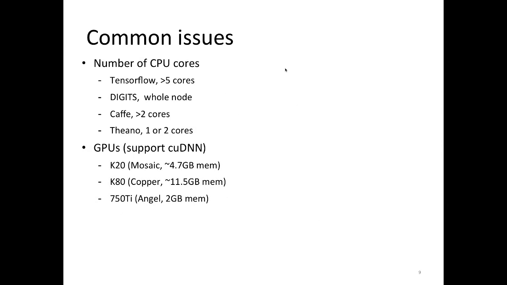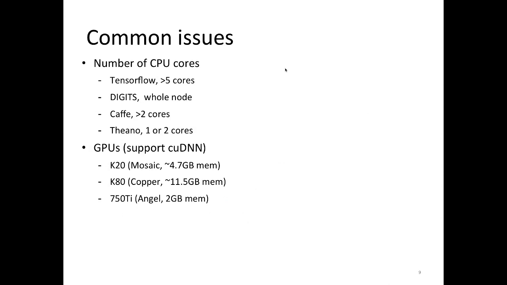And the choice of GPU. Mosaic has the K20, and it has one limitation. The biggest limitation is the size of the memory. If you are training a relatively small network like AlexNet, 5 gigabytes is probably enough for you. But if you are trying to run a large model like GoogleNet or a VGG model, you probably need more memory. Once we got Copper ready and open to the public, you can use Copper because it has around 12 gigabytes of memory.